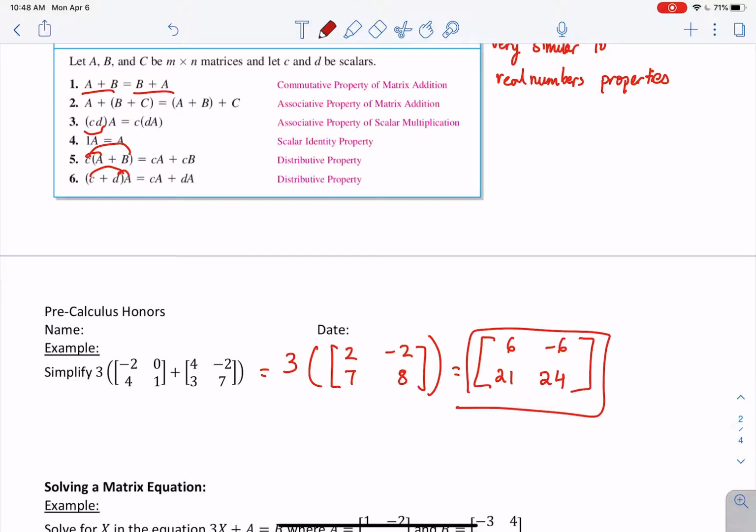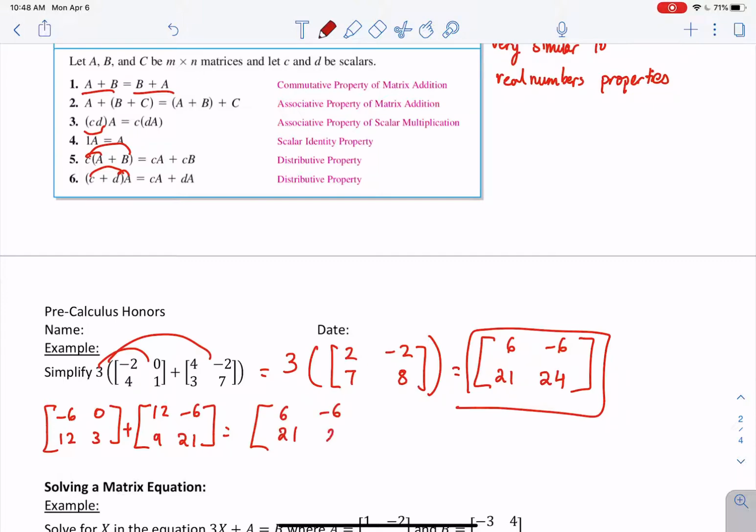So that's one way. The other way would be to distribute the 3 out, which means I'd get negative 6, 12, 0, 3, plus 12, 9, negative 6, 21. And I add these matrices up, I'll get 6, negative 6, 21, and 24. Either way, it works. You can use these properties. It shows us the properties work because I did it 2 different ways and I got the same matrix as my final answer.